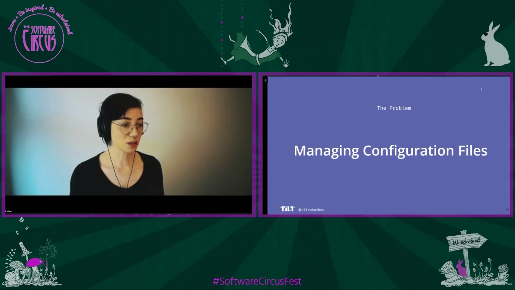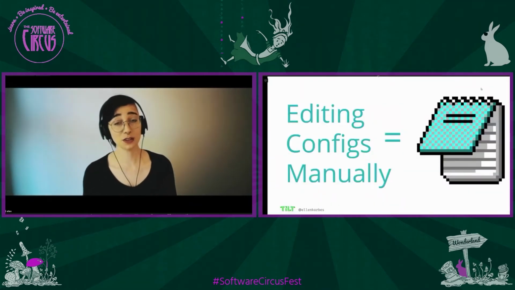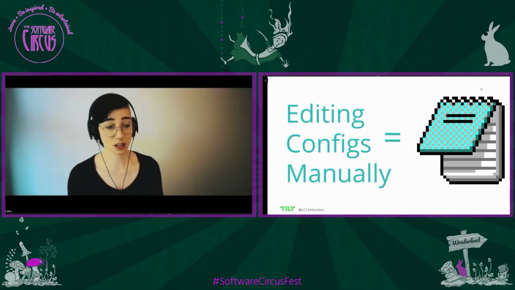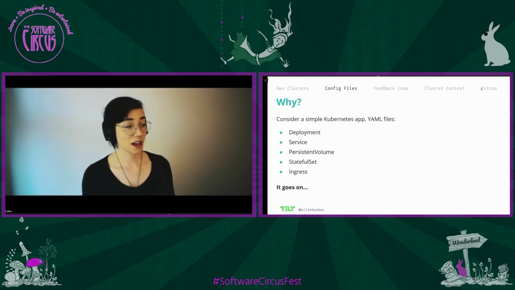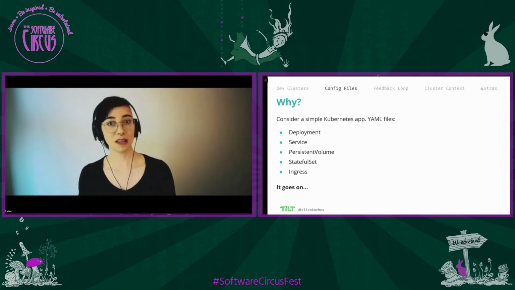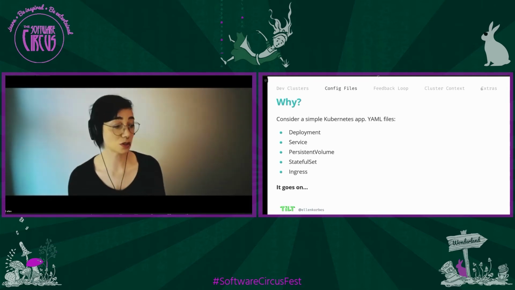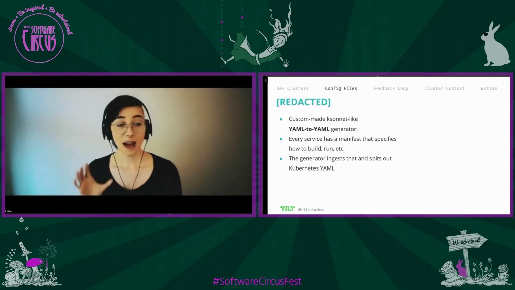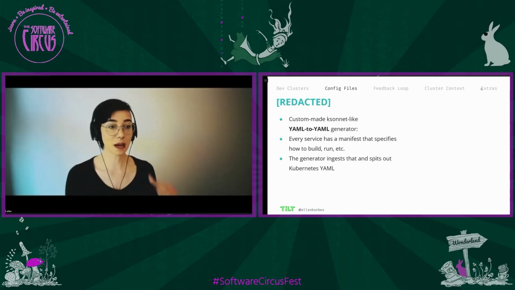Now, managing config files. If you're editing Kubernetes YAML by hand, you're using notepad.exe. So let's not do that. Why? Because there's too many config files, and you change a thing in one, you have to update that in all the others. And we're human, and at some point we forget, and then we're in trouble. So we need to automate this. How does big company do with this? They created their own custom-made YAML to YAML generator.